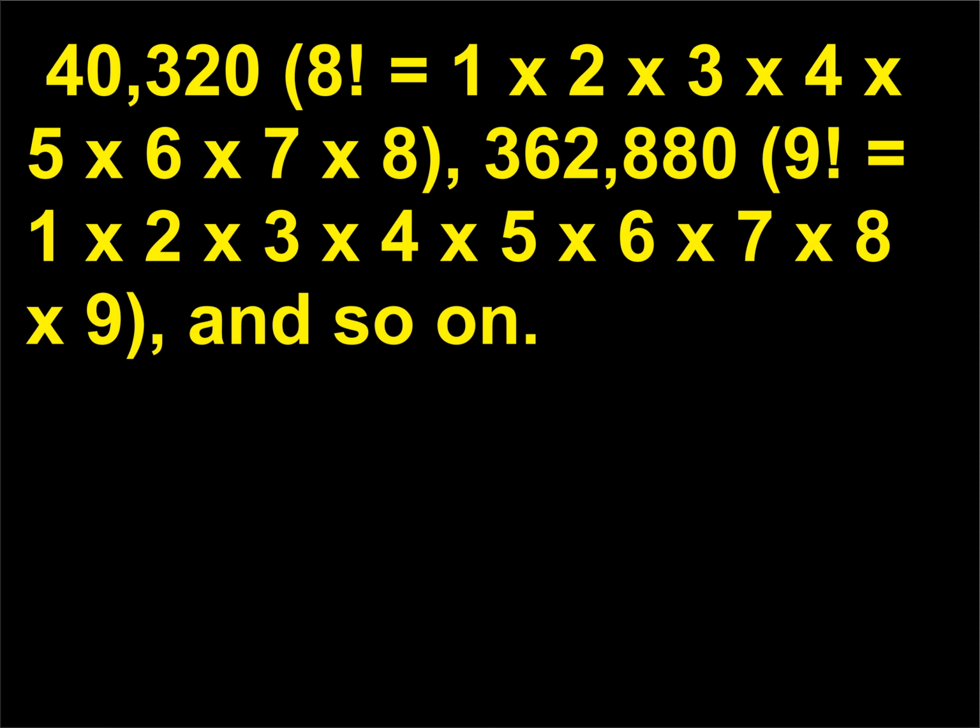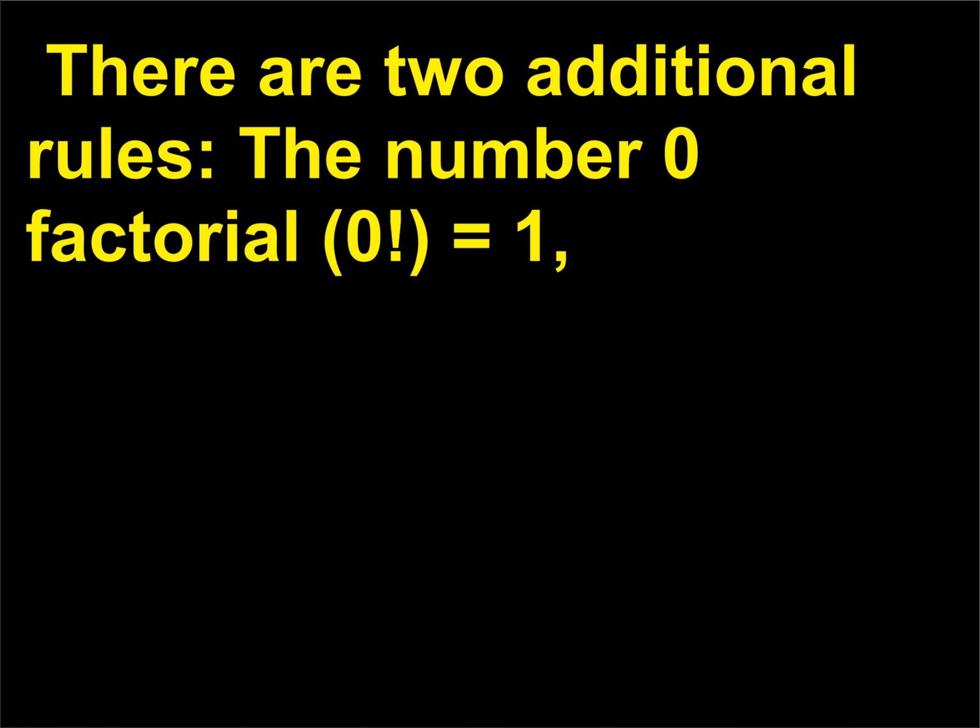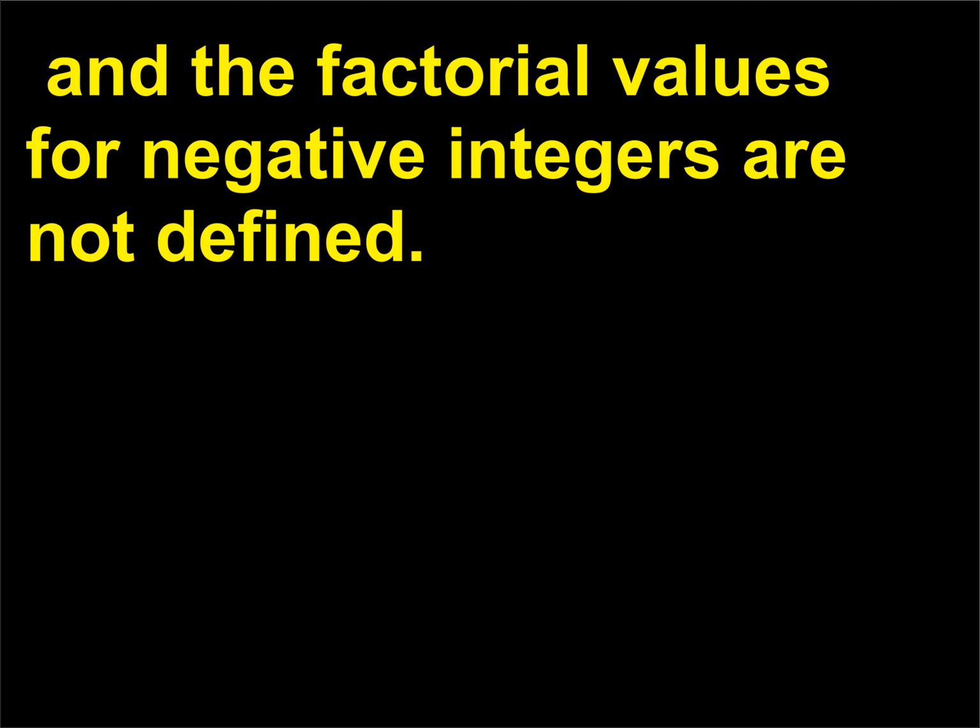8! equals 1x2x3x4x5x6x7x8, which is 40,320. 9! equals 1x2x3x4x5x6x7x8x9, which is 362,880, and so on. There are two additional rules: the number 0 factorial, 0!, equals 1, and the factorial values for negative integers are not defined.